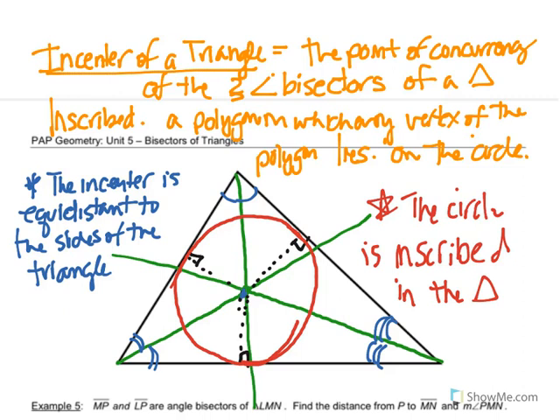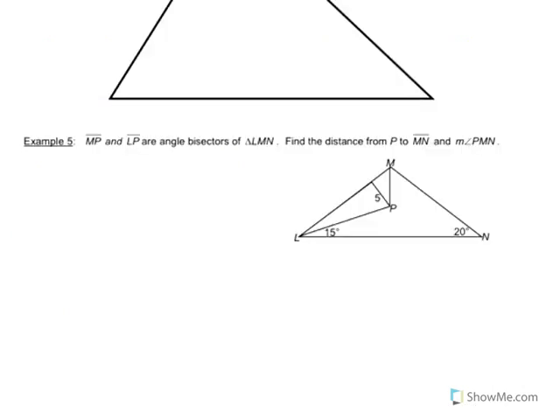Let's now do number 5. Okay, it says MP and LP are angle bisectors of LMN. Find the distance from P to MN, so we're trying to find this distance right here, and the measure of angle PMN. So PMN is, we're going to try and find this angle right here. Okay, so let's see what we know. Since this is an angle bisector, we know that this angle right here is the same as this one, so that's going to be 15.